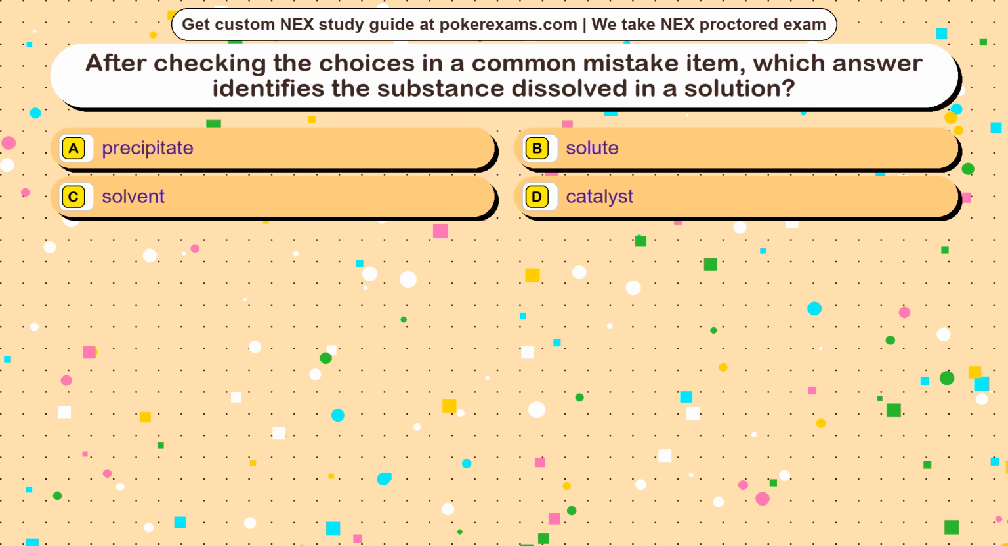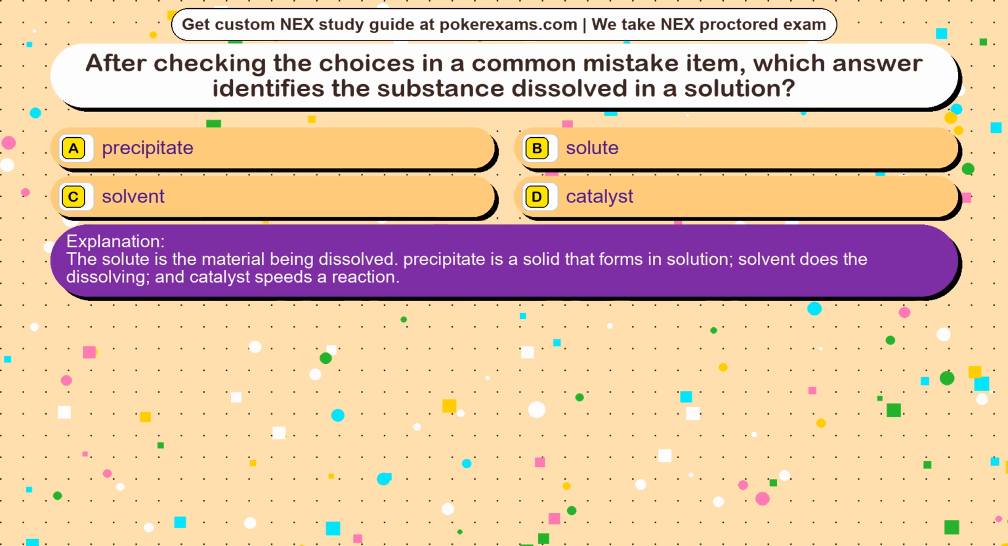The correct answer is option B. The solute is the material being dissolved. Precipitate is a solid that forms in solution, solvent does the dissolving, and catalyst speeds a reaction.